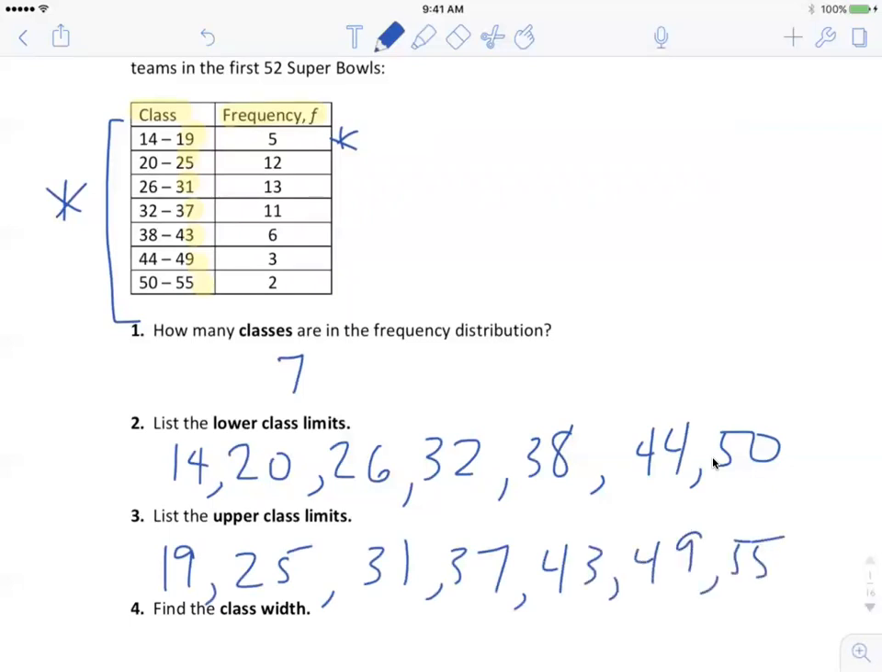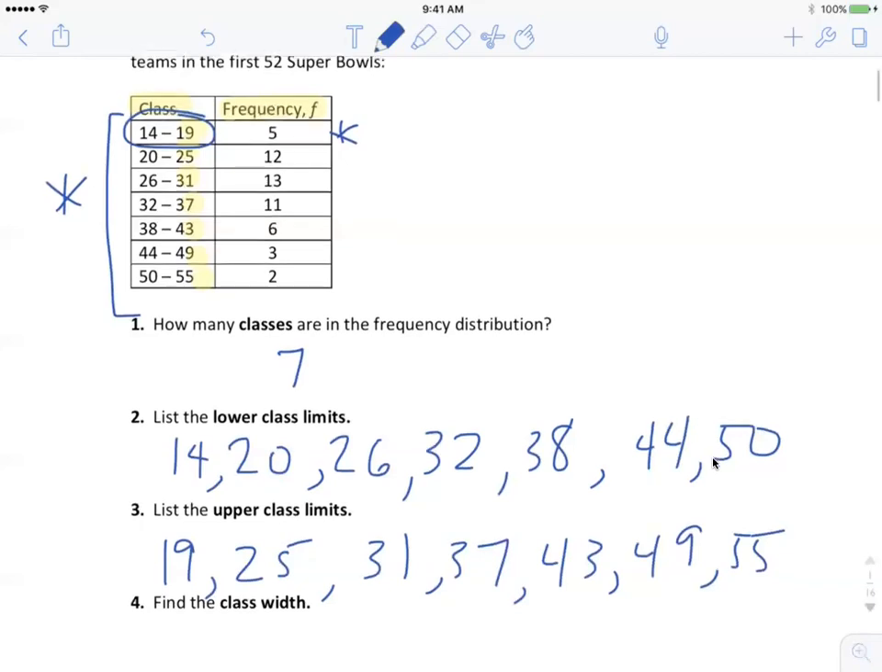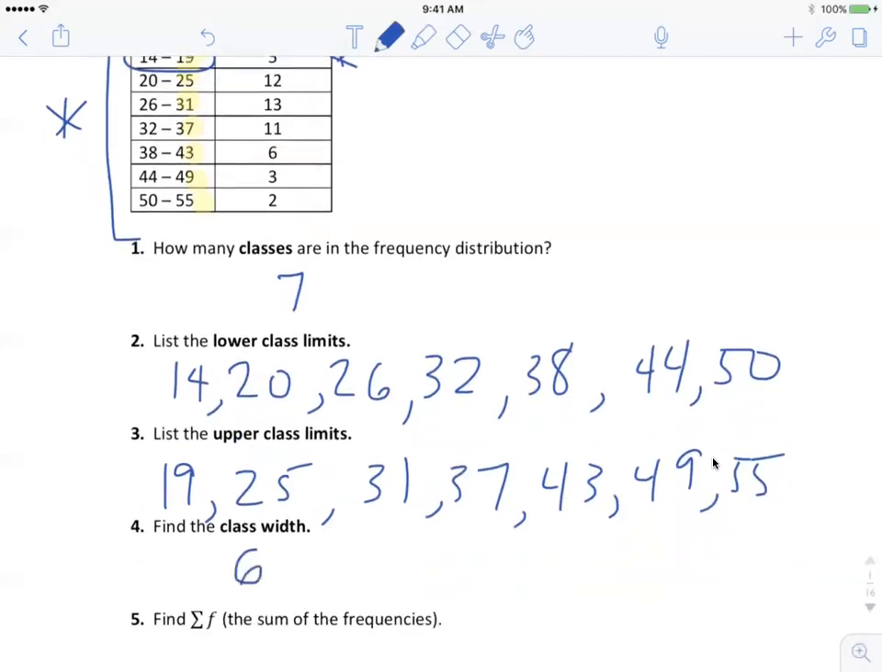Okay. Now class width. Class width is defined to be how many whole numbers are in the class. So if I just take an example, the 14 to 19 range, if I count out those numbers, 14, 15, 16, 17, 18, 19, that's a total of 6 numbers. So the class width is 6. Okay. I use my fingers, so I was just counting with my fingers there and counted up 6.